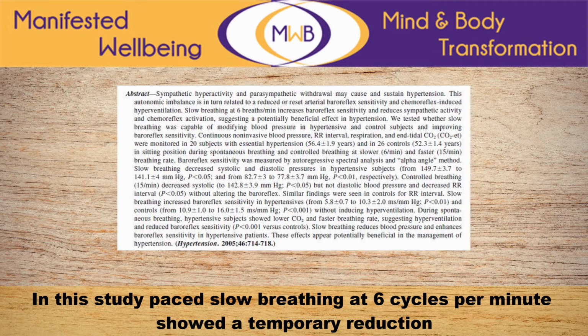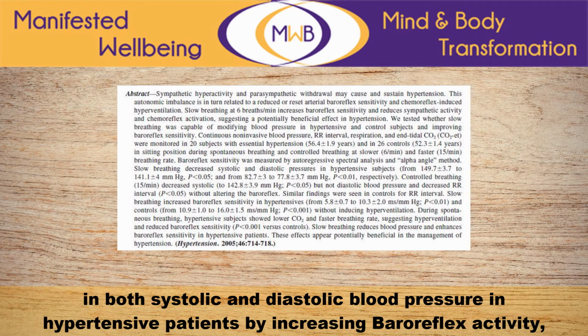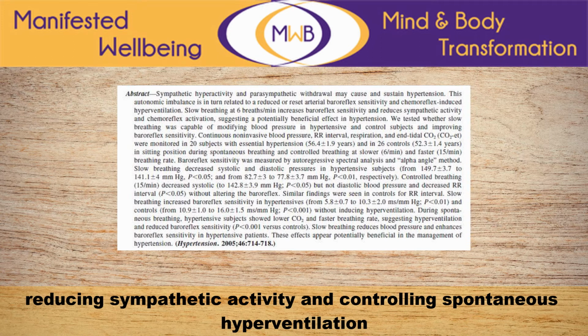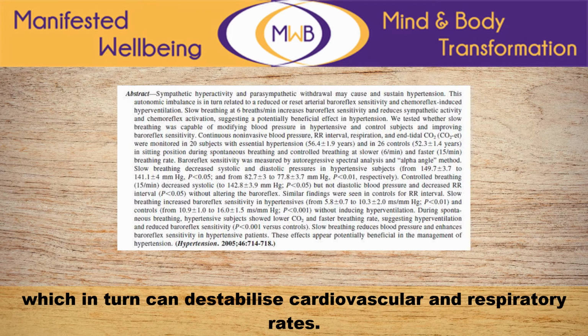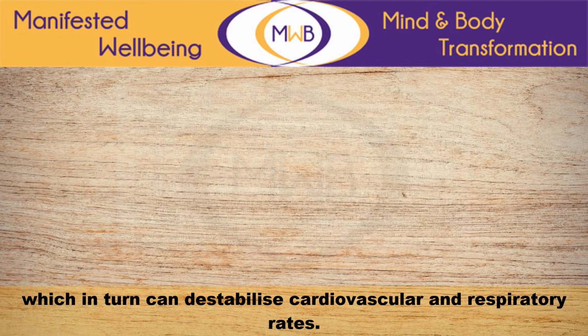In this study, paced slow breathing at 6 cycles per minute showed a temporary reduction in both systolic and diastolic blood pressure in hypertensive patients by increasing baroreflex activity, reducing sympathetic activity, and controlling spontaneous hyperventilation, which in turn can destabilize cardiovascular and respiratory rates.